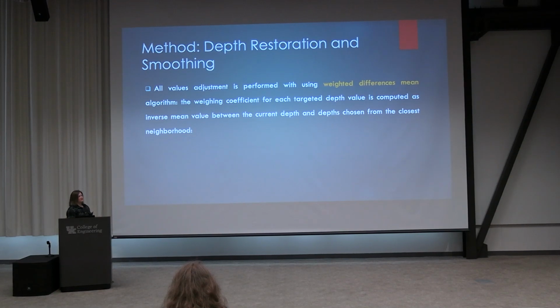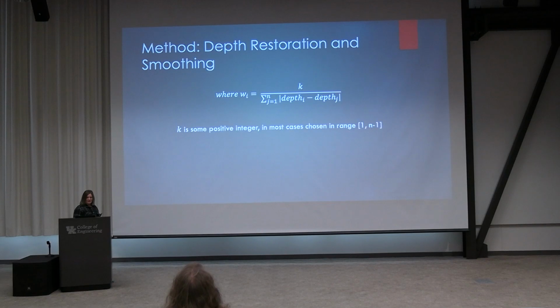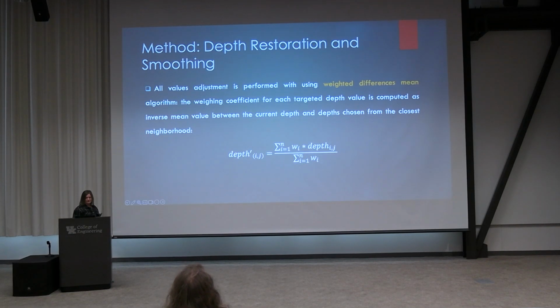So the depth adjustment is performed by the weighted differences mean algorithm, and here's how you would compute it. Each of the weighting coefficients here, Wi, is computed by the inverse mean between the current depths and the depth chosen from the closest neighborhood, basically. So here's how you would compute all the weights. You would compute a sum of differences of those weights, and then you would use those weights within this formula.